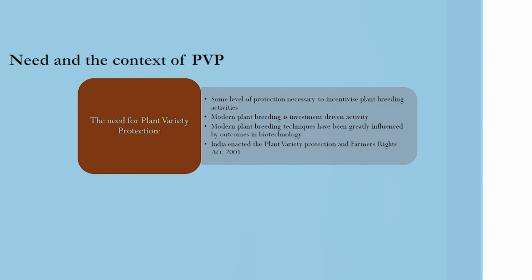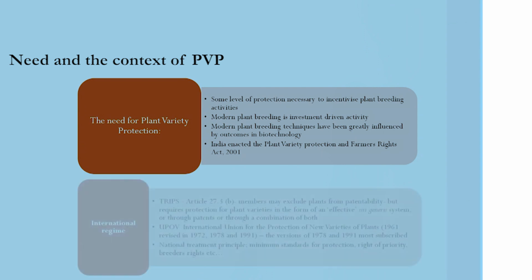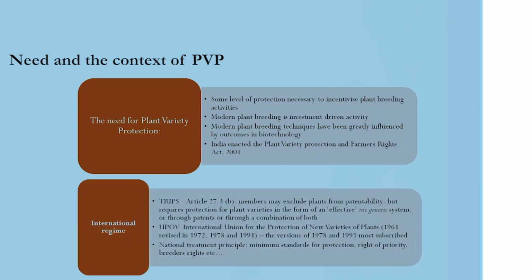India enacted the Plant Variety Protection and Farmers' Rights Act 2001 also in the context of the mandate and requirement in the TRIPS agreement. Article 27.3b of the TRIPS agreement says that members may exclude plants from patentability, but it requires protection for plant varieties in the form of an effective sui generis system or through patents or through a combination of both. Now, India has chosen to enact a sui generis legislation on plant variety protection through the Plant Variety Protection and Farmers' Rights Act 2001.